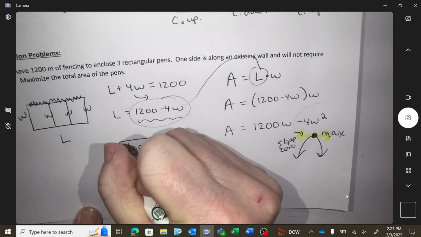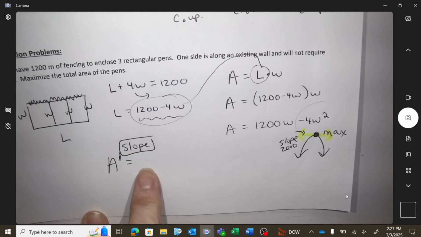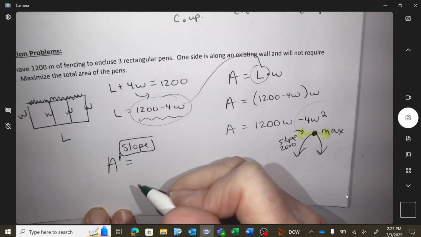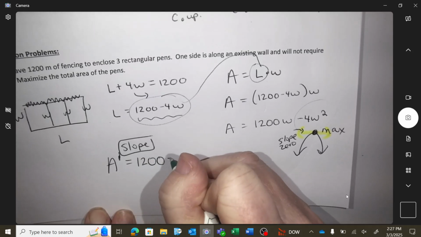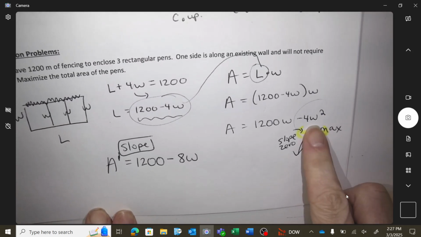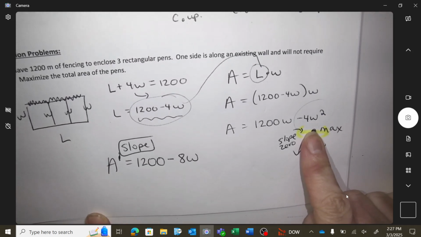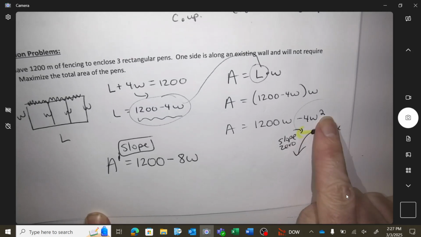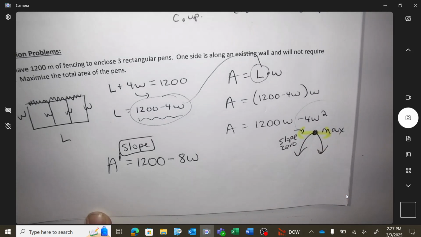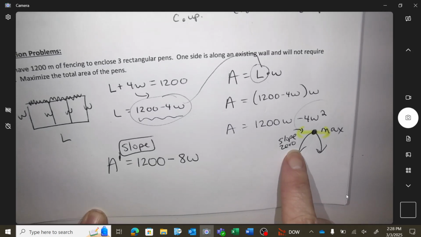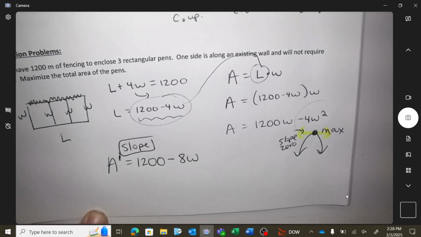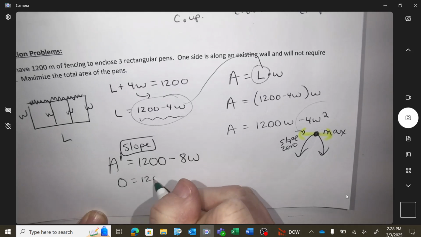Okay, so I'm going to do an A prime. So this would be 1,200 minus 8W. Right? Front times top. Okay. And what did we just say? The slope here would be a tangent slope line of 0.